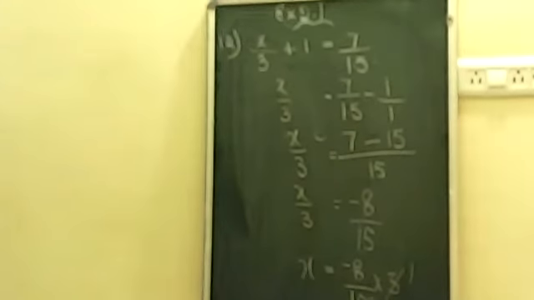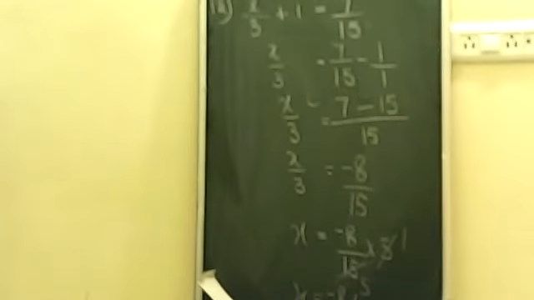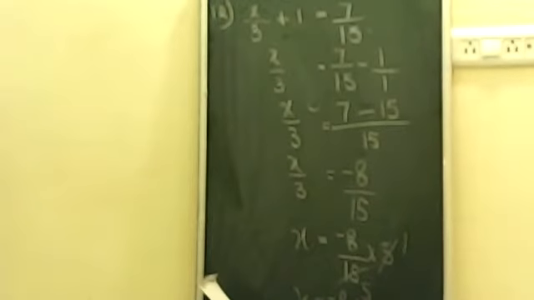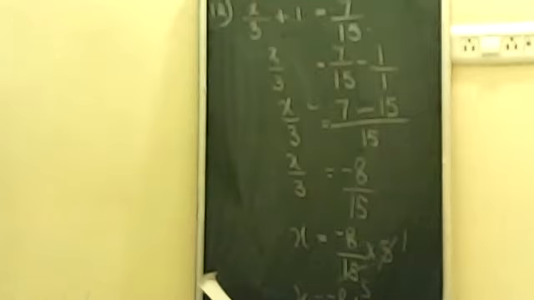It means in your book, beta, the question is written wrong. Okay? In the NCERT book, somewhere the question is written wrong, because the answer will come minus 8 upon 5.